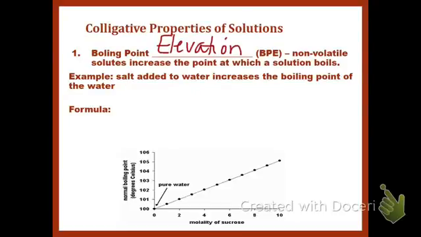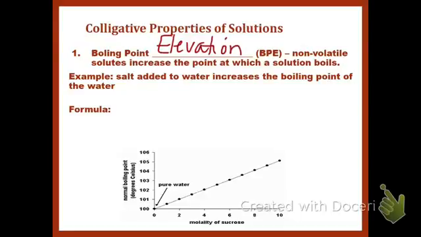So if I add salt to water, it increases the boiling point. How many of you add salt to water when you make pasta? How much do you put in there? Just a little bit. It's wasted salt. Yeah, because you have to put enough in there for it to have an effect, because it doesn't matter that you're putting salt, it's the particles that you're putting in there.